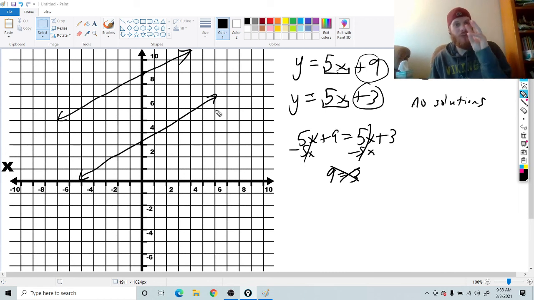Okay, so those are the three things that you will see with systems of equations, the answers for systems of equations. There are many ways to solve systems of equations that we will get to, but this is just, if you set them equal to each other, does it have no solution? Does it have infinite solutions? Or does it have just one solution?